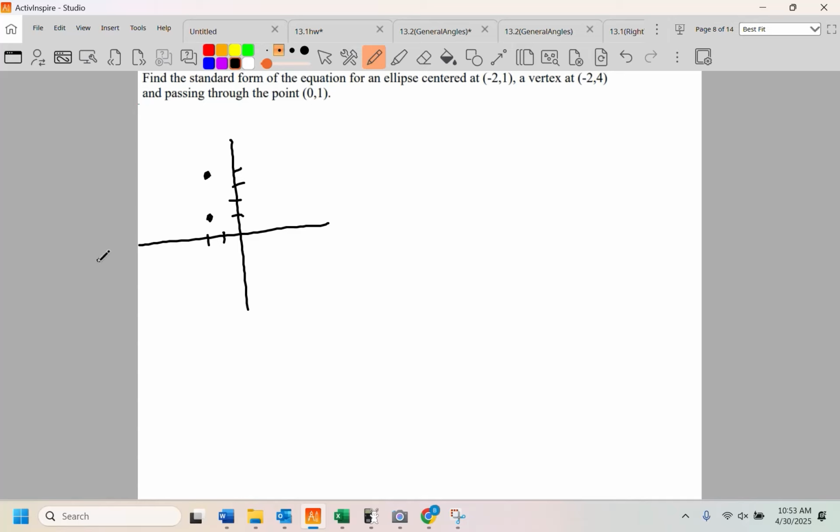And we pass through the point 0, 1. They didn't really give you a whole lot, did they? They really did not. But we passed through that point.